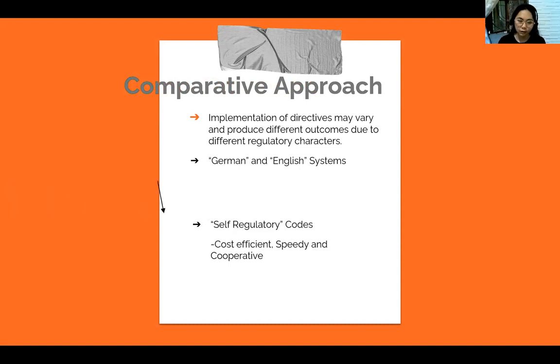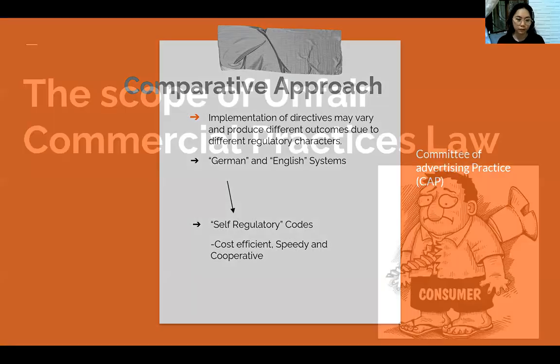The German system is more focused on the self-regulatory codes, which for them is cost efficient, speedy, and cooperative. And it is implemented by the Committee of Advertising Practice, which is the CAP.